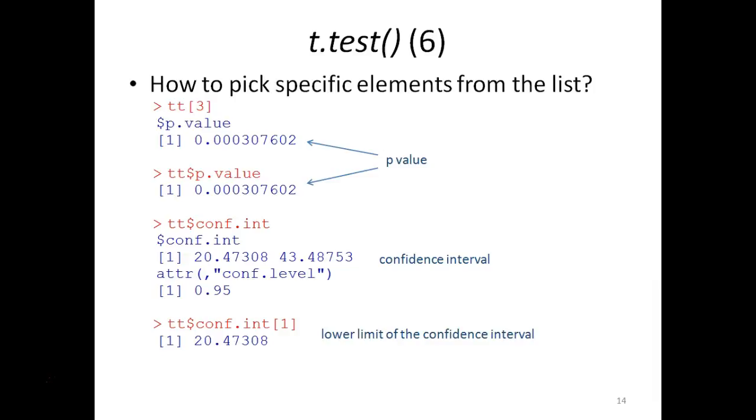And if you want to get only, for example, the lower limit of the confidence interval, then you would have to use subscripting within the subscripting, double subscripting, so to say, and write tt$conf_int and then ask for the first element in the element conf_int, and you would get 20.47 here.